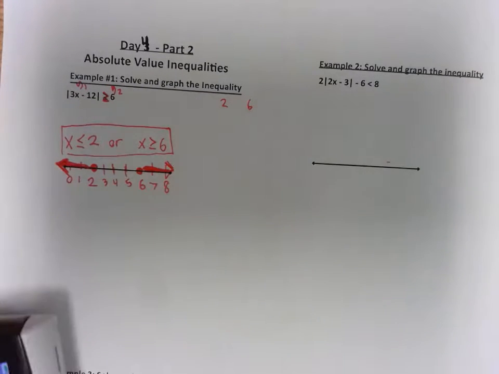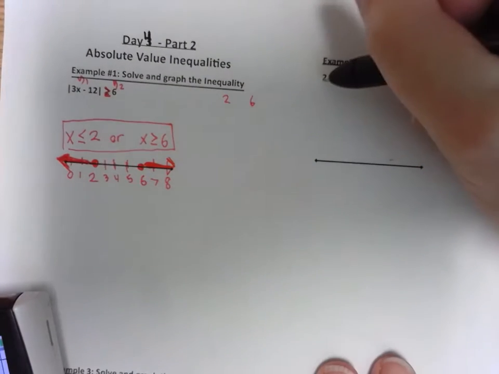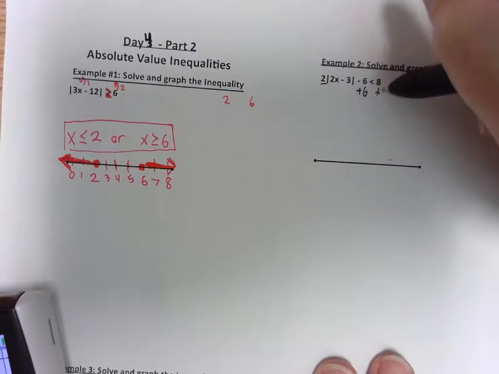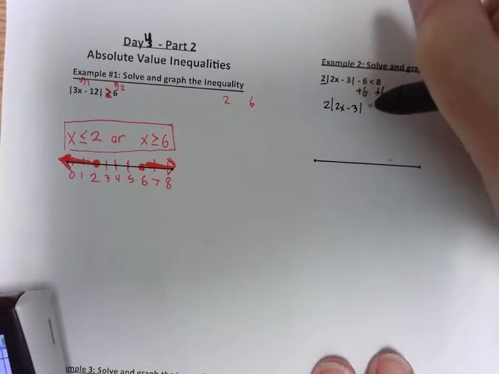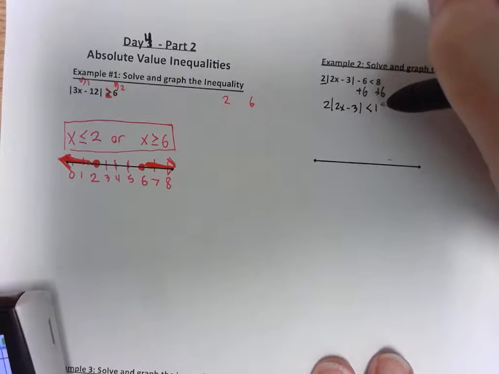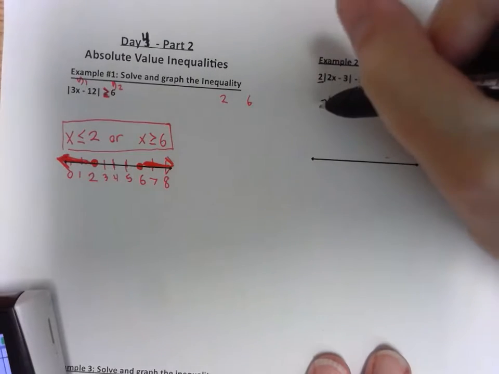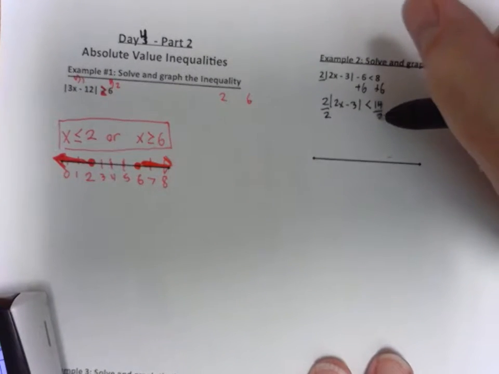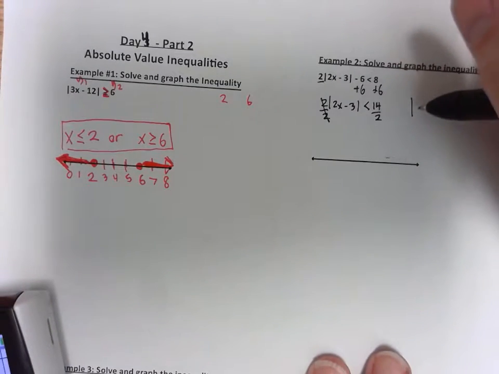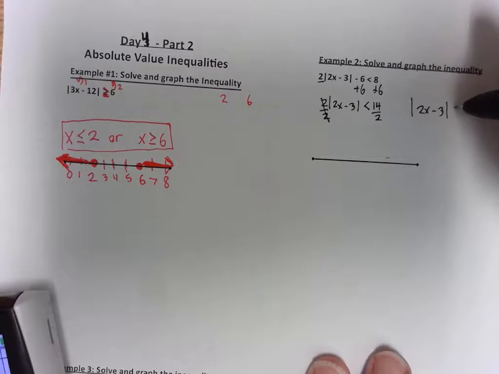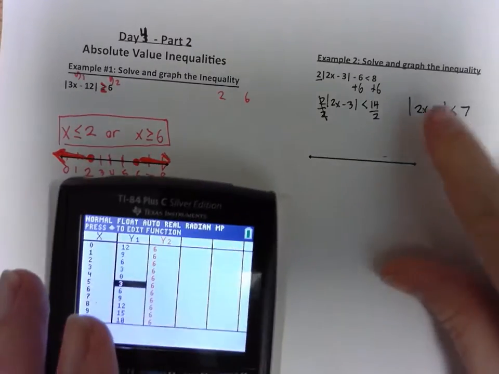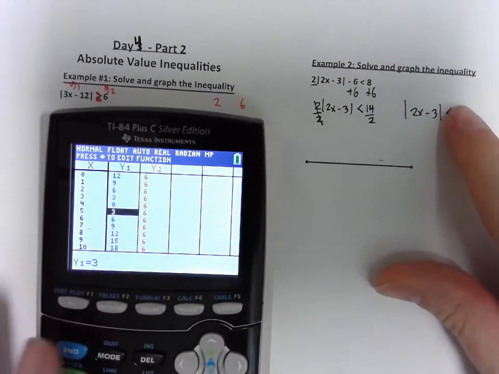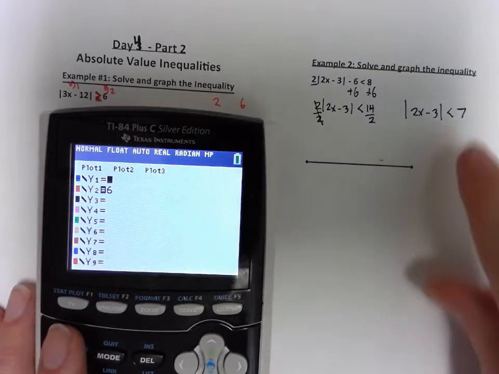So first thing I want to do is isolate the absolute value. I'm going to add the 6 to both sides. I'm going to say 2 absolute value 2x minus 3 is less than 8 plus 6, which is 14. Then I'm going to divide by 2. And I'm going to say the absolute value of 2x minus 3 is less than 7. Okay, so once I get it to that point, I have my absolute value and my number isolated. I want to then see what kind of problems work for this.